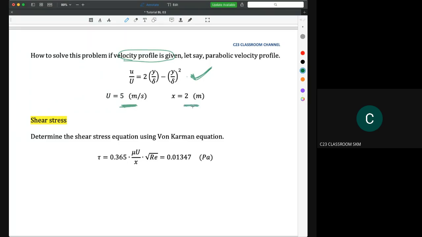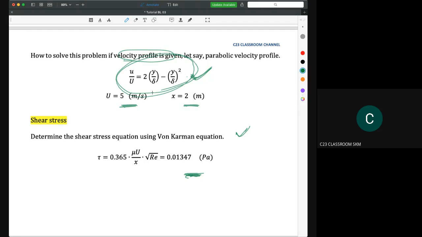If you want to calculate the shear stress, you need to start with the von Karman equation and then get the value of shear stress. I'm not showing you how to get the value of shear stress here, because you could refer to this calculation in my previous lecture notes. If you do that, it means that you use the velocity profile here.